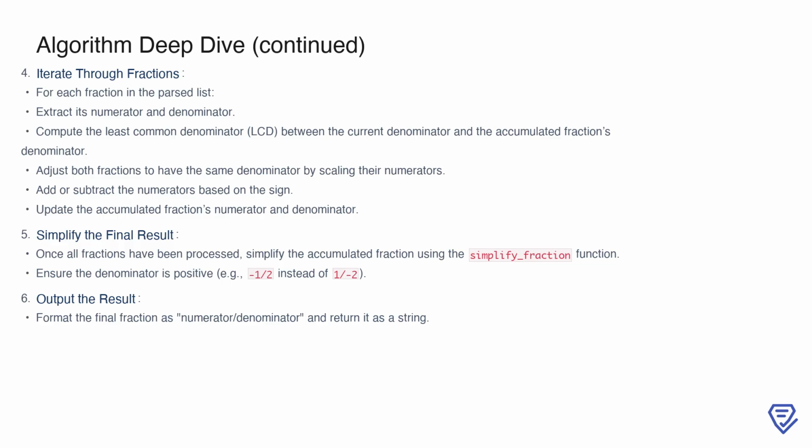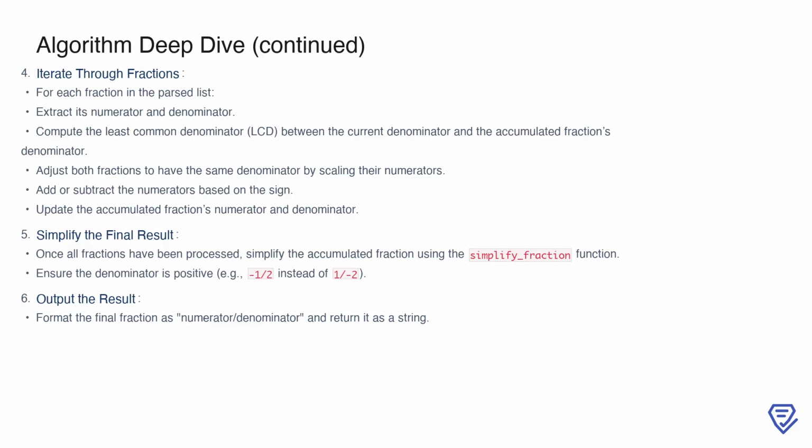Now, we process each fraction in the parsed list. For every fraction, we extract its numerator and denominator, then calculate the least common denominator, or LCD, between the current fraction's denominator and the denominator of the accumulated result. With this common denominator, we scale the numerators of both fractions to match the LCD. Depending on the sign of the fraction, we either add or subtract the numerators, updating the accumulated fraction accordingly.